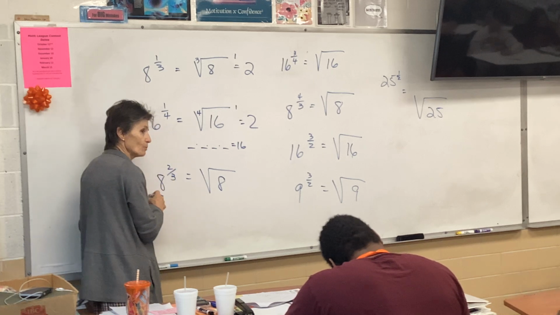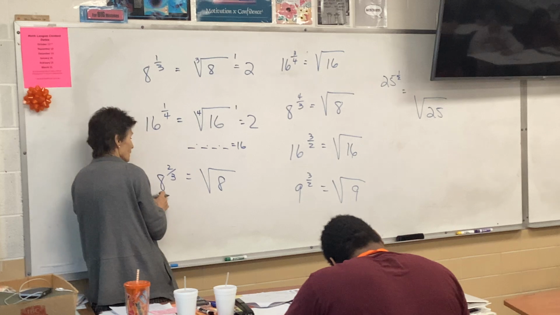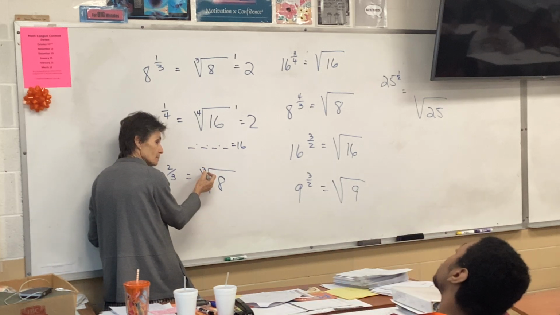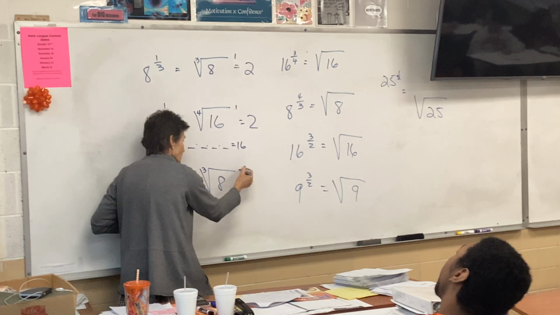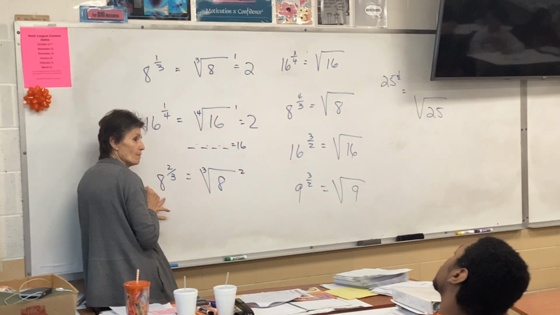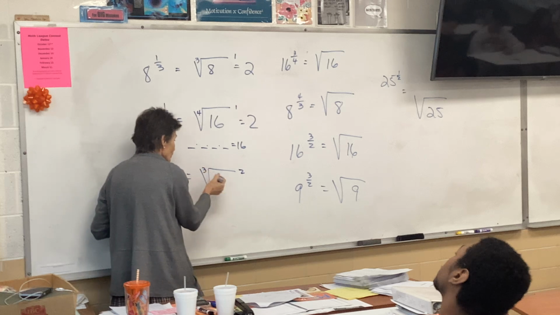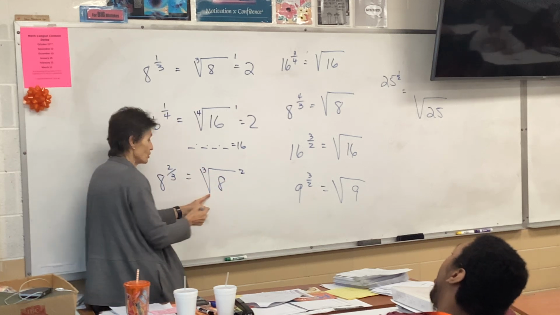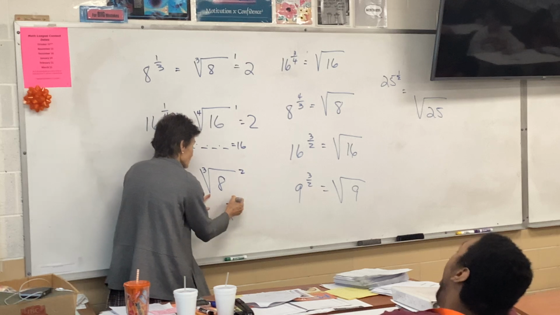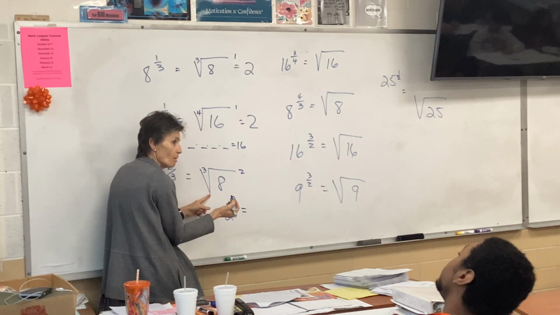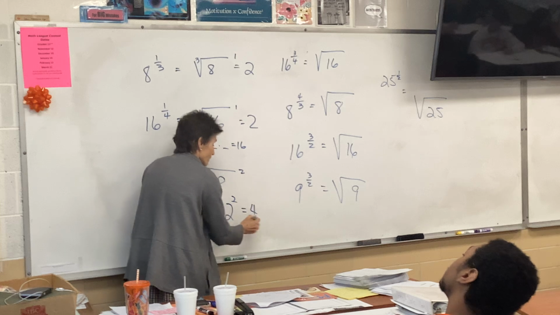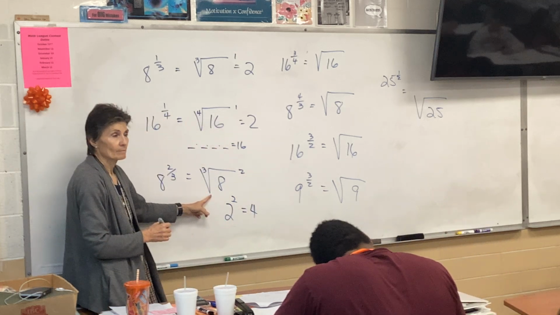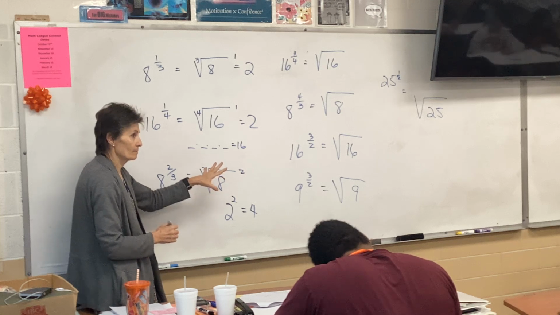All right, now this one's a little trickier. Remember, the denominator tells you the root, and the numerator tells you the power. So what is the cube root of 8? Well, we just did that. The cube root of 8 is 2, but this time we have to square it, so the answer to the problem is 4. See how that works? And they're all gonna be like this.